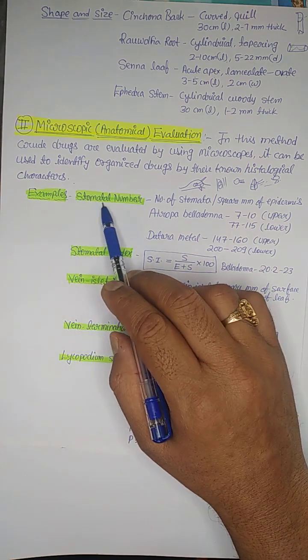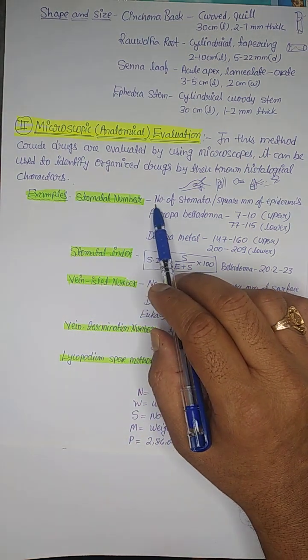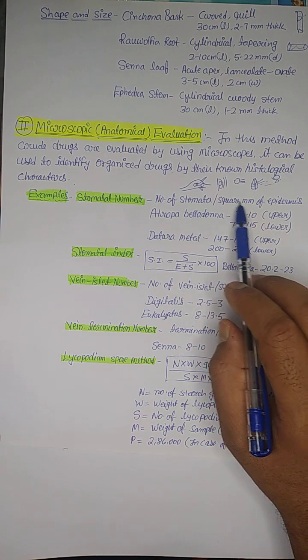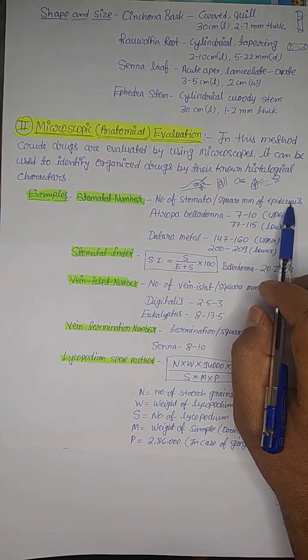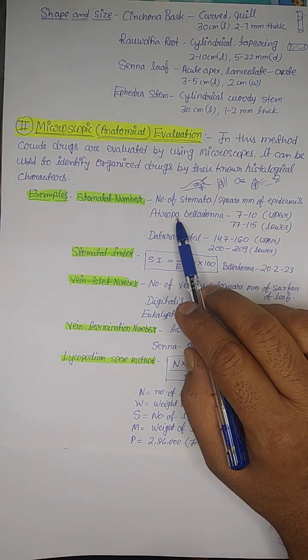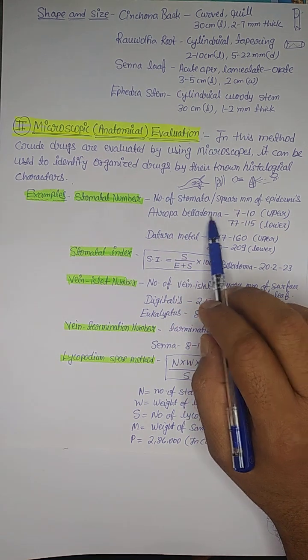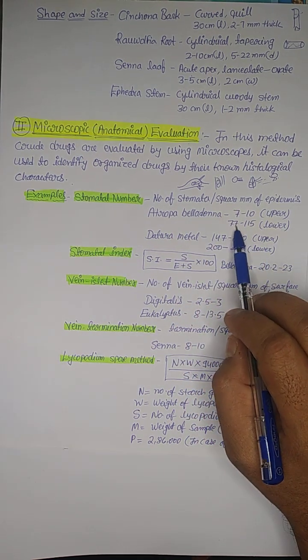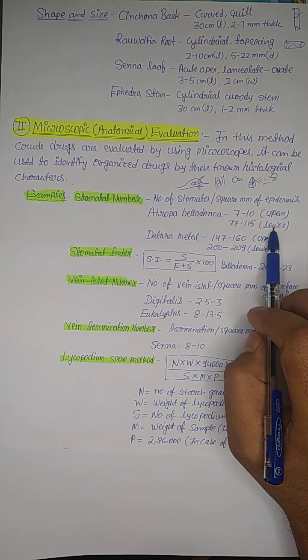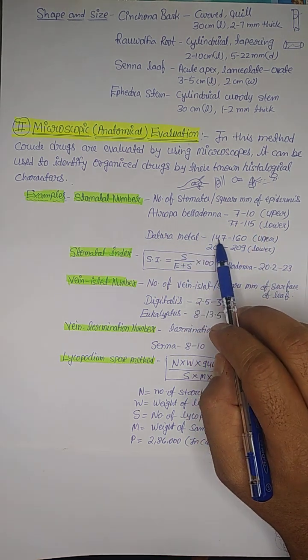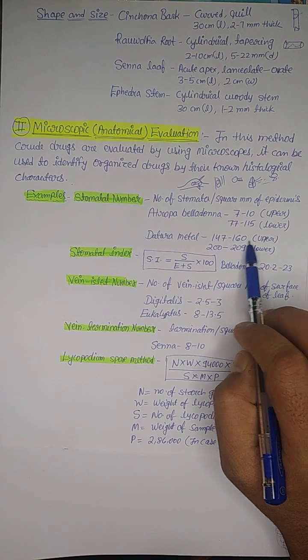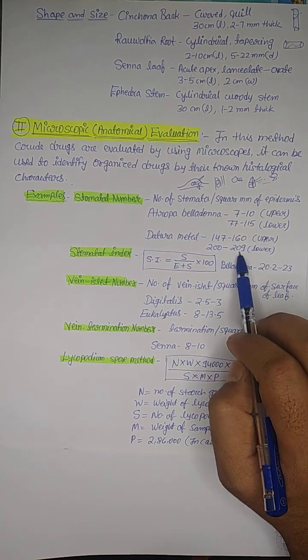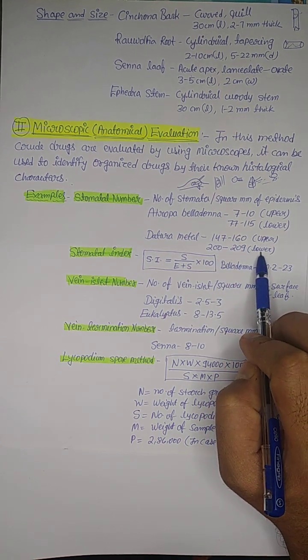When we talk about an example, stomatal number, for example, what is the stomatal number? Number of stomata per square mm area of the leaf in the epidermis, right? So for example, it is also fixed. Atropa belladonna has 7 to 10 stomata in the upper epidermis and 77 to 115 in the lower epidermis. Whereas in Datura metel, we get 147 to 160 in the upper epidermis and 200 to 209 in the lower epidermis. This is fixed.